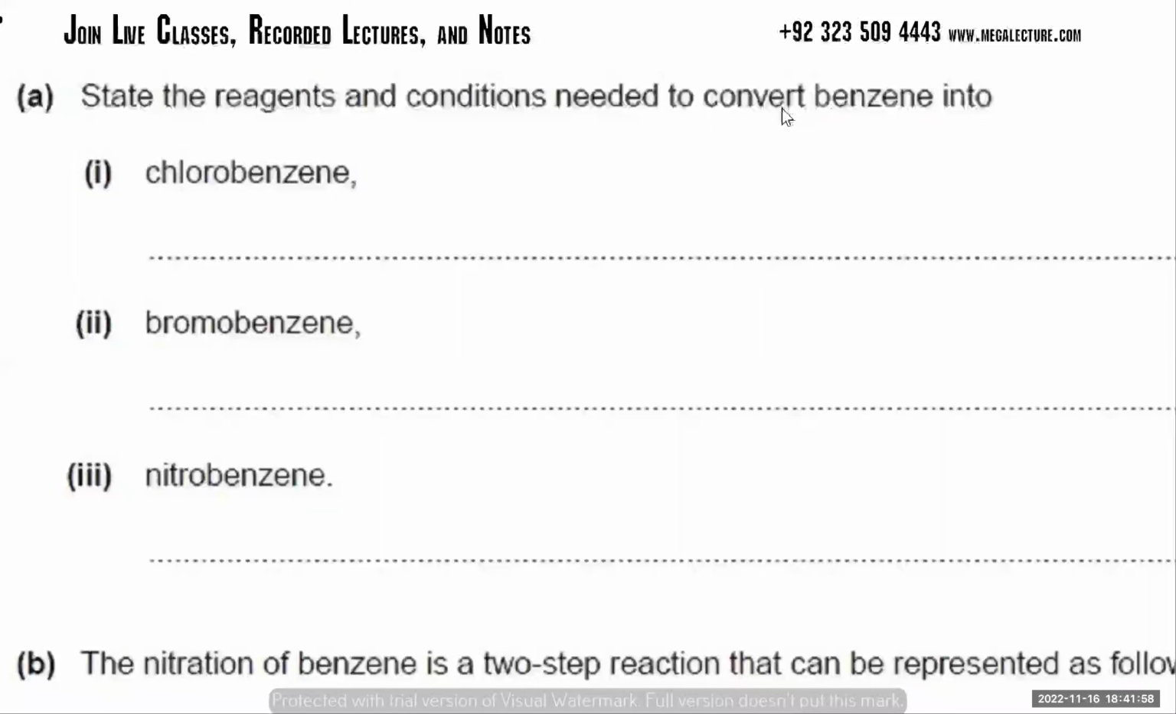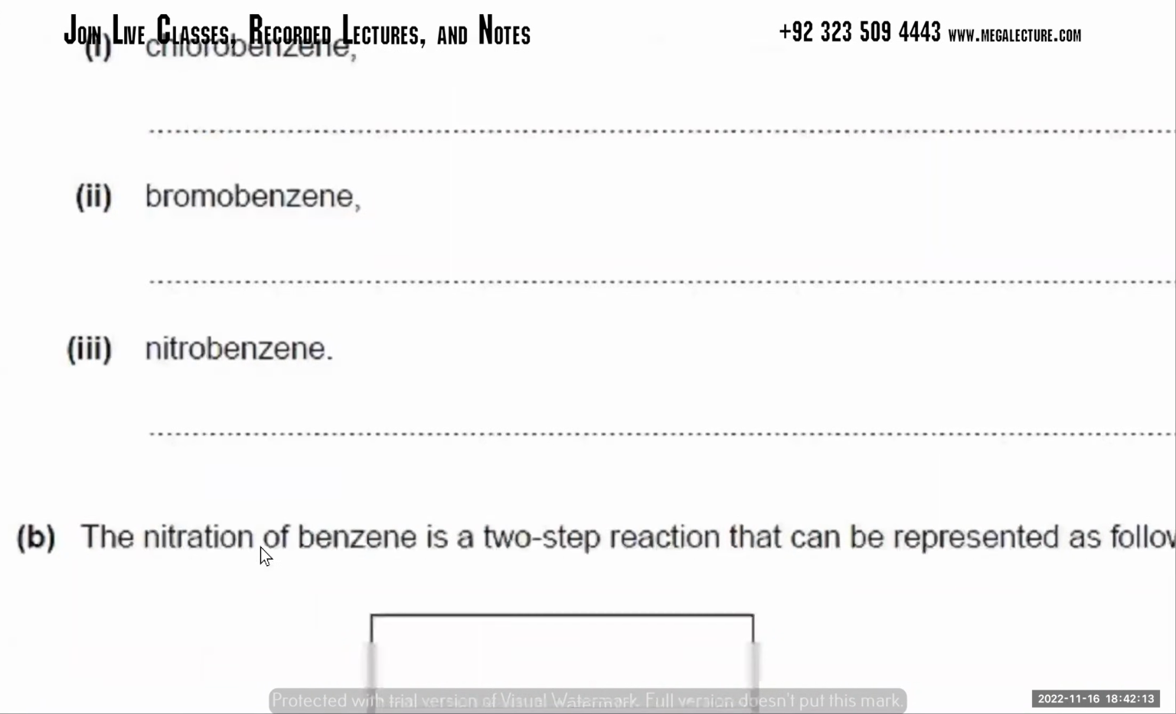State the reagents and conditions needed to convert benzene to chlorobenzene. That's Cl2 plus AlCl3 catalyst, Br2 plus AlBr3 catalyst. Nitrobenzene, where you need concentrated nitric acid plus concentrated sulfuric acid, and the temperature has to be 55.